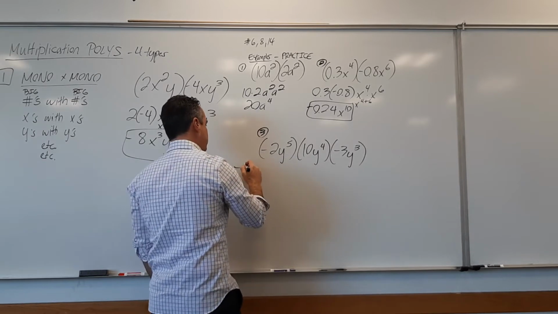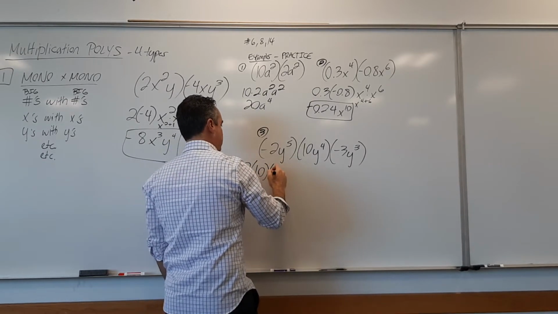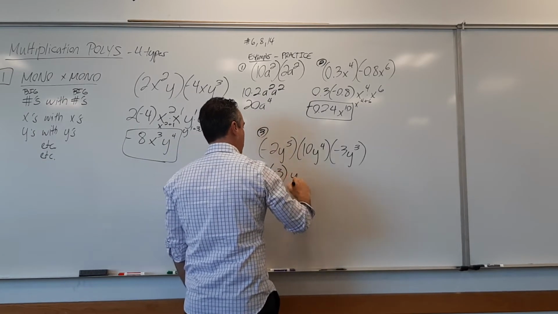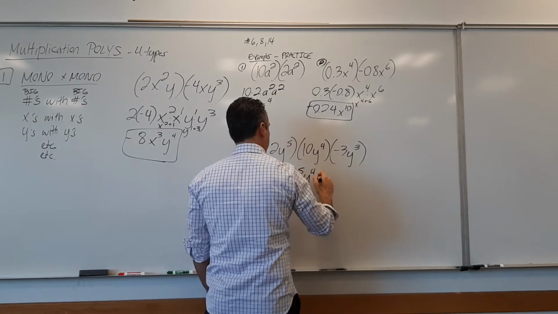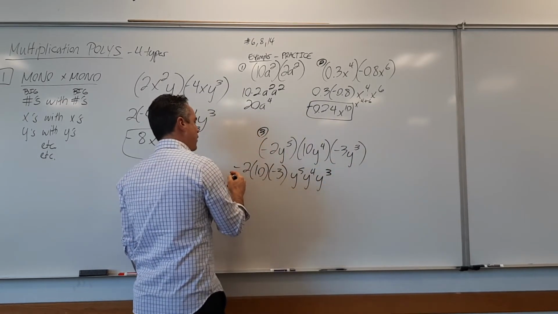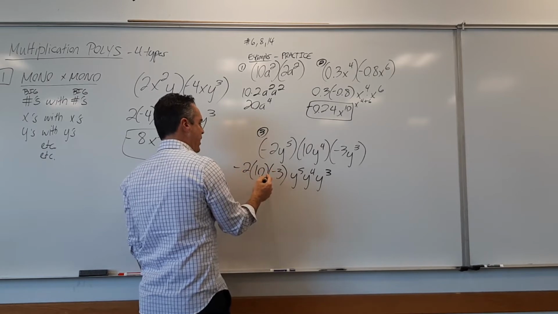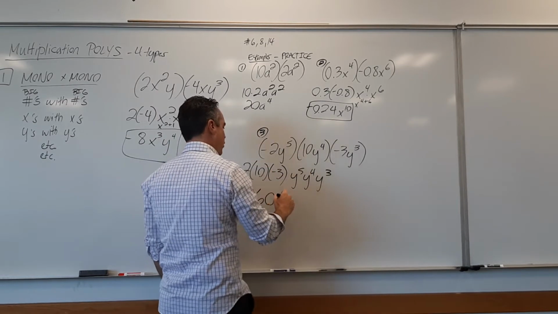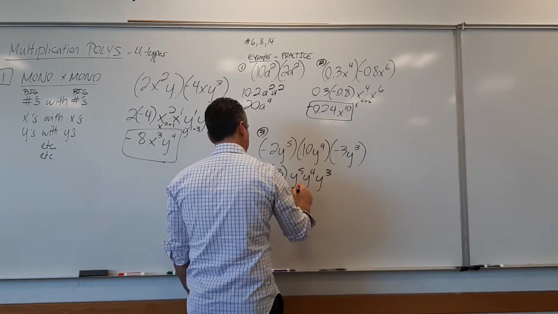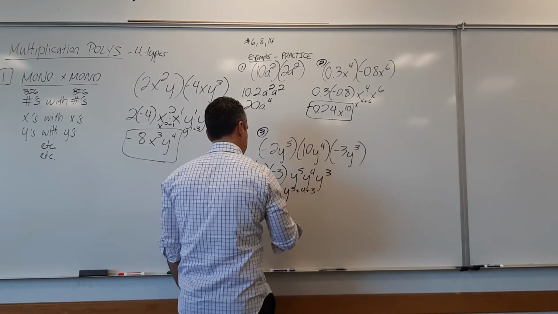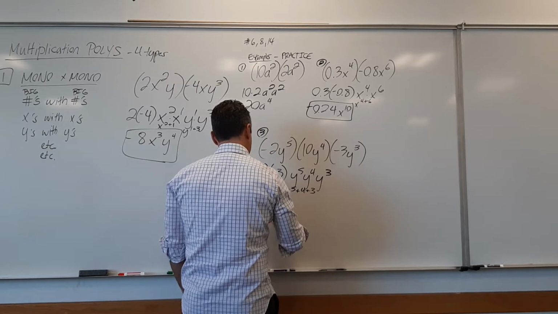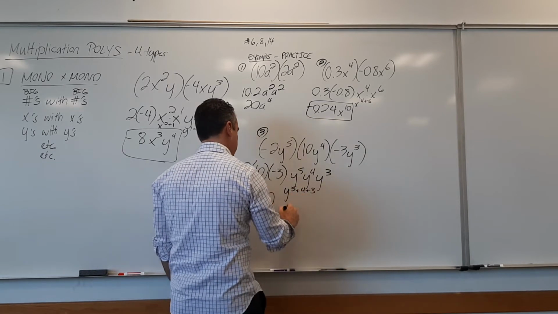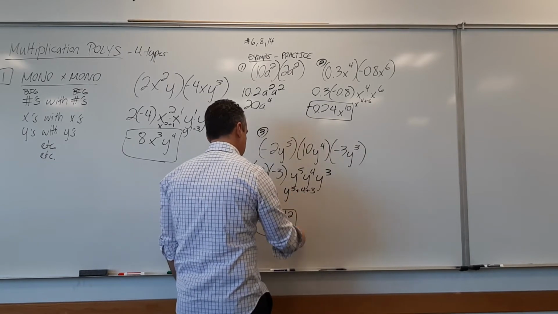So I can take the numbers, negative 2, 10, negative 3. I can take the y's, y to the 5th, y to the 4th, y to the 3rd. And so, again, a negative and a negative make a positive. 2 times 10 is 20, times 3 is 60. Y to the 5 plus 4 plus 3: 5 plus 4 is 9, plus 3 is 12. So you have 60 y to the 12.